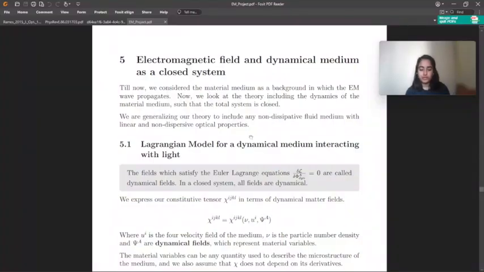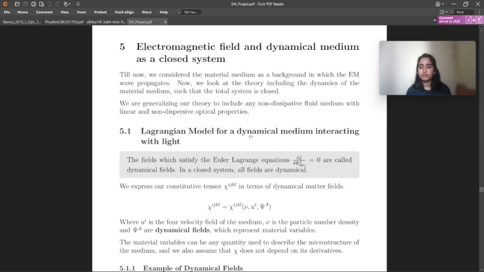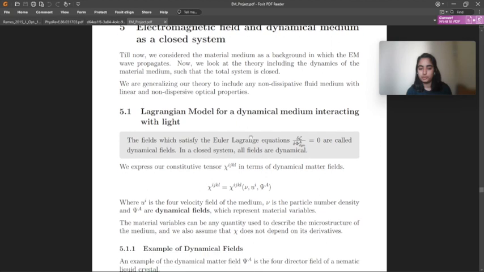We know that in our discussion till now we modeled the EM wave passing through a material in which the material was kind of a background. Here what we do is we look at the theory including the dynamics of the material. Basically we are saying that as your electromagnetic wave passes through the material, it is also influenced by your EM field and its dynamical properties also change. We generalize our theory to include any non-dissipative fluid with linear and non-dispersive optical properties.